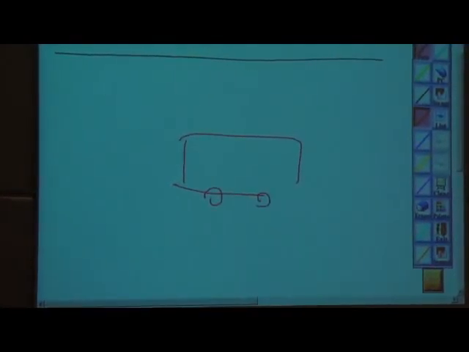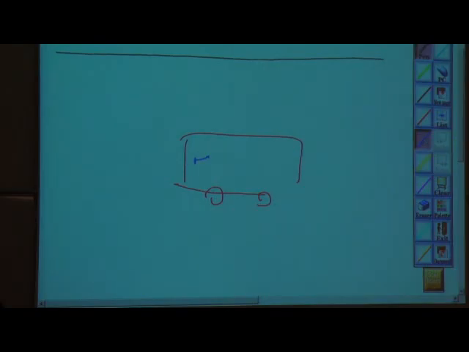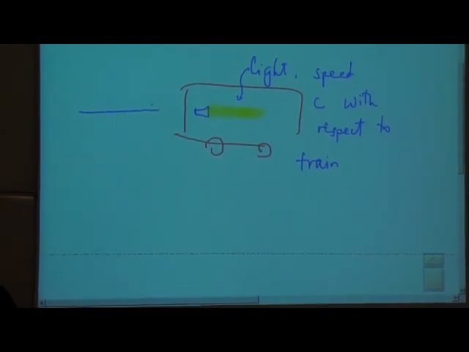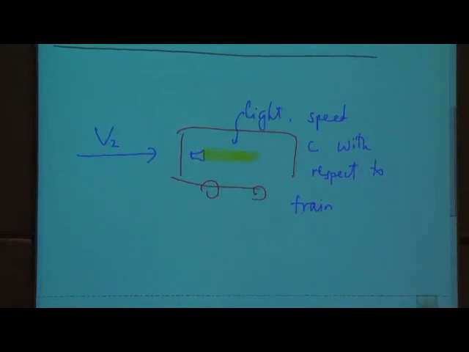Now, consider this experiment. Here is light, speed C with respect to the train. And the train is going with V2, as before, okay?